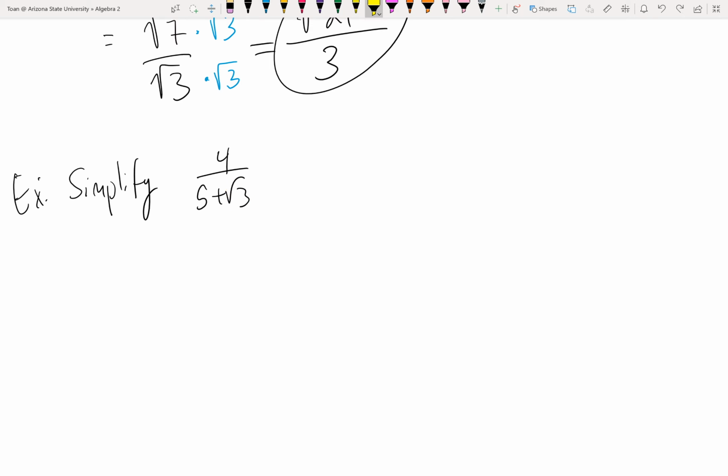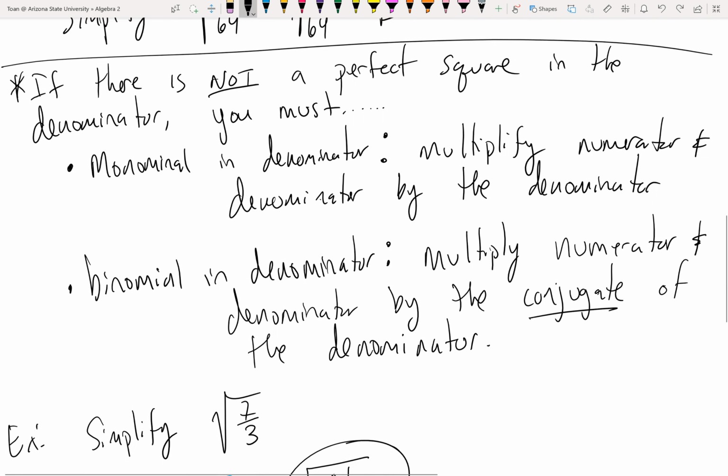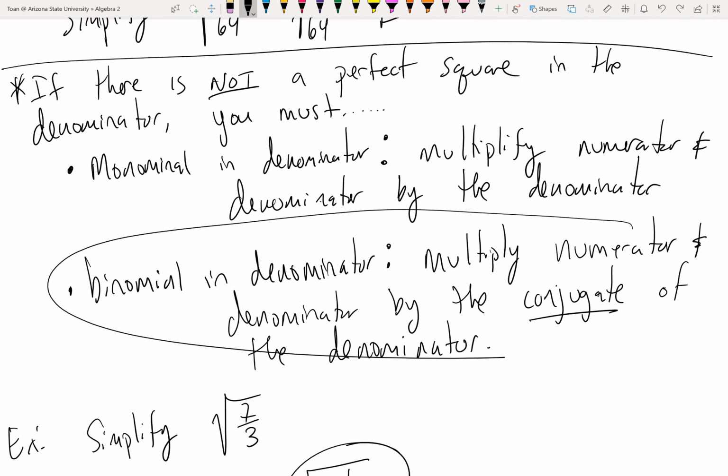But notice what's in the denominator. I have two pieces here. I have a 5 separate, and I have a radical 3 separate. So this is a binomial situation. And according to the technique, if I have a binomial in the denominator, I'm going to multiply the numerator and denominator by the conjugate of the denominator.